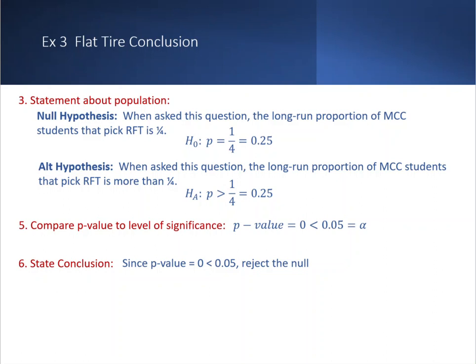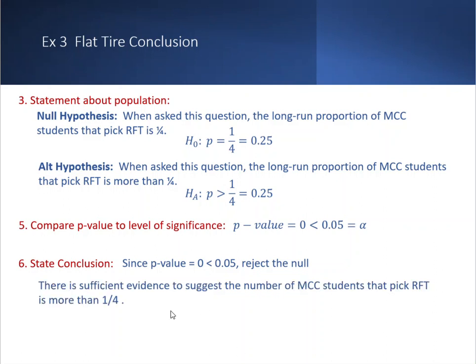So if we are in favor of the alternative, we might say something like, there is sufficient evidence to suggest that the number of MCC students that pick right front tire is more than 1/4. And you can see that what I'm inserting, starting here where my mouse is hovering underneath the word number, is a similar statement to what we already wrote previously when we took the time to write down in words what the alternative hypothesis looked like. So this is a good example of how we work through the process of hypothesis testing.